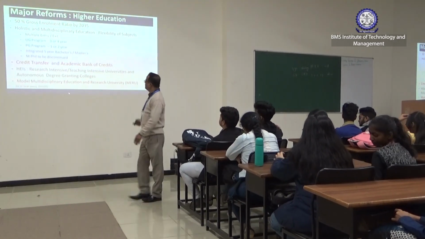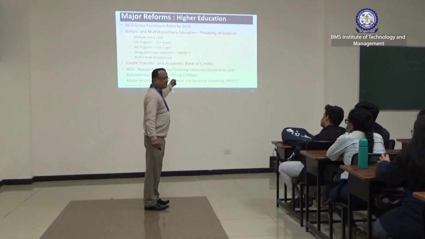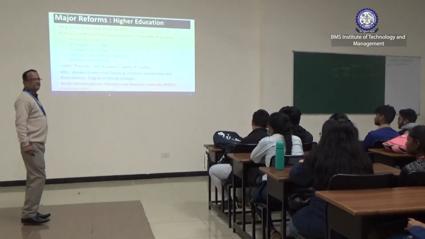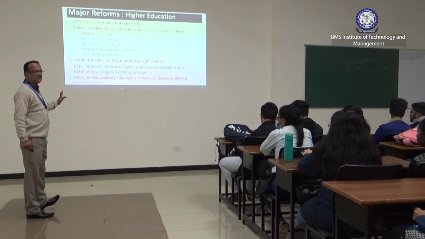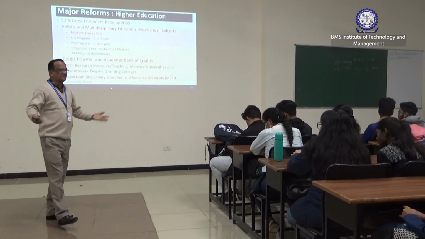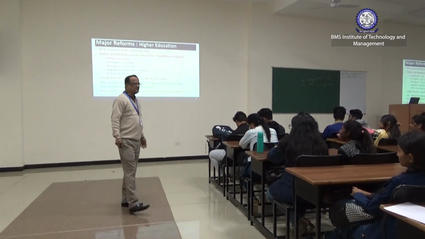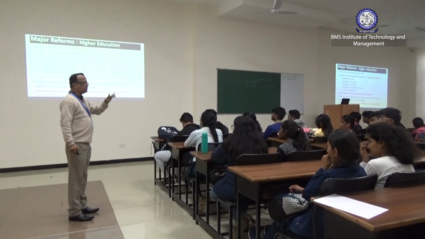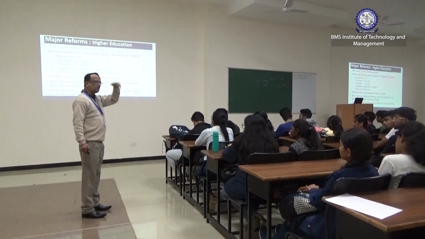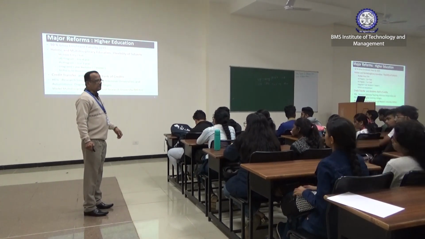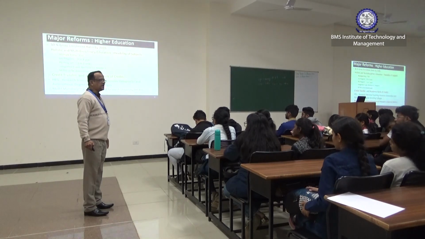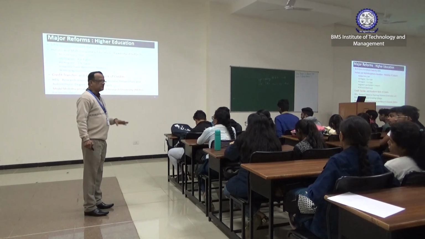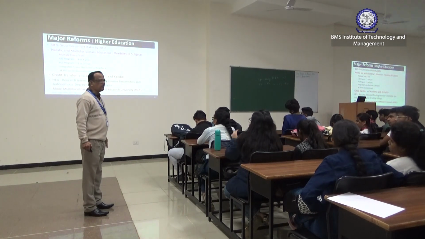You need to study more specialized, and all your credits will be deposited in the Academic Bank of Credits, ABC. Academic Bank of Credit means you need not worry that you lost your mark card. Everything, your mark card, everything, scanning will be there. You will have a password, and you can download whenever you require. You need not apply to the university once again. Earlier you would say, sir, I lost my mark card. Now you will be given a password.